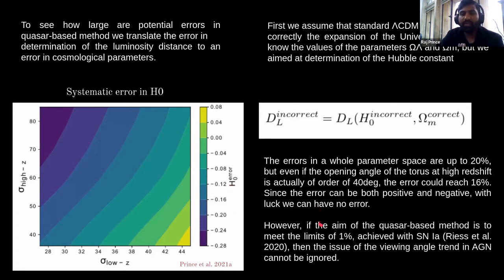But the thing is, the result claimed by supernova 1A proposed a 1% error in their measurement. So if you want to achieve that kind of precision with quasars, then we have to be very careful about the viewing angle issue, because the sources are changing their viewing angle as we go from low redshift to high redshift sources.